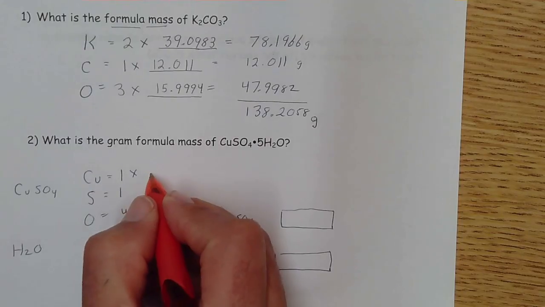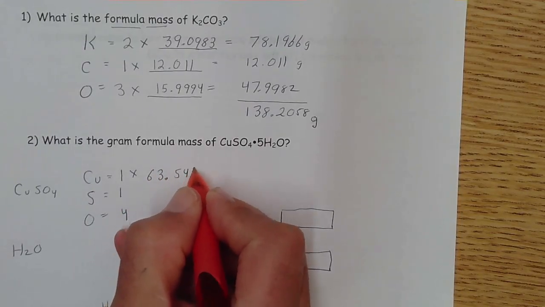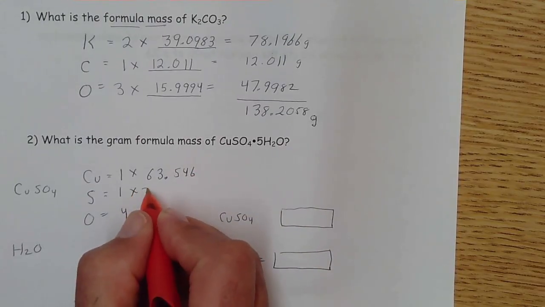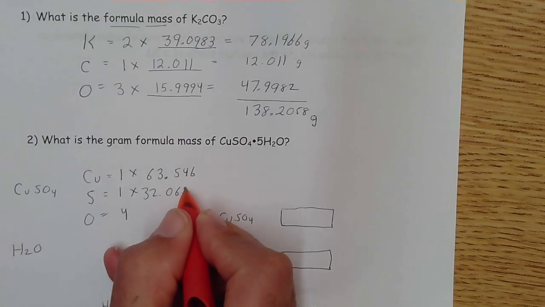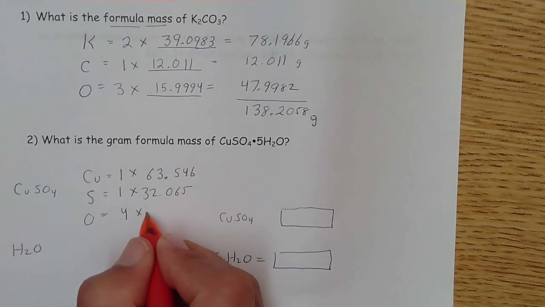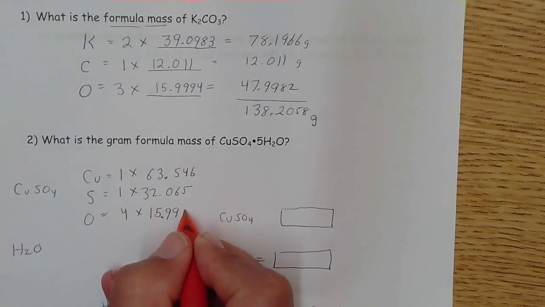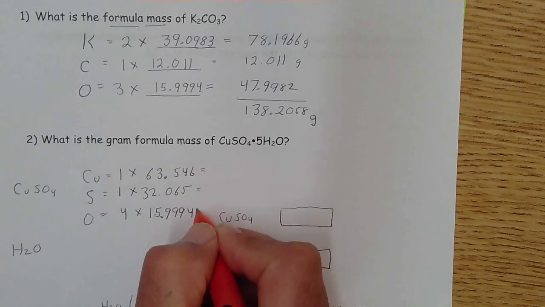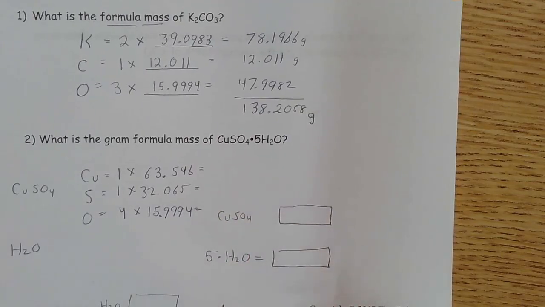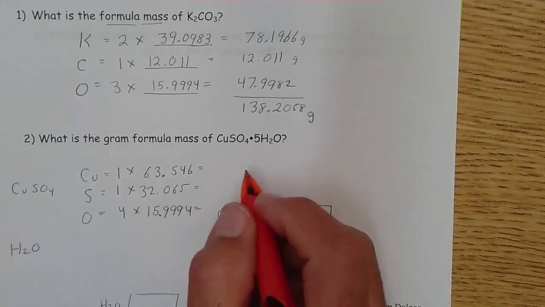So we multiply this by 1, and the mass of copper is 63.546, and the mass of sulfur is 32.065, I believe, and the mass of oxygen is 15.994. Now, this is where it gets really exciting. Yes, yes. We're going to add those up.